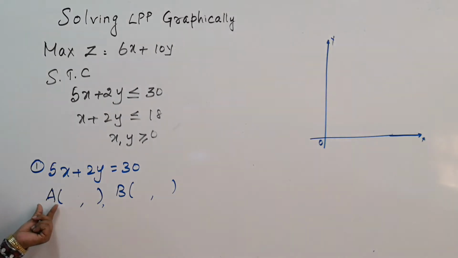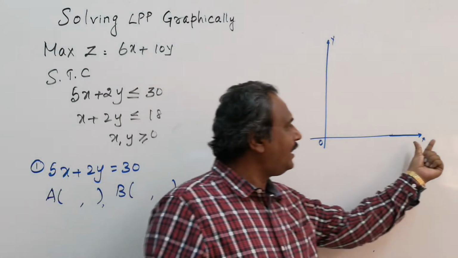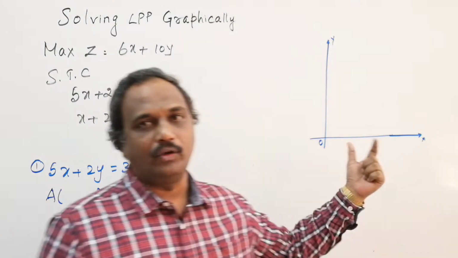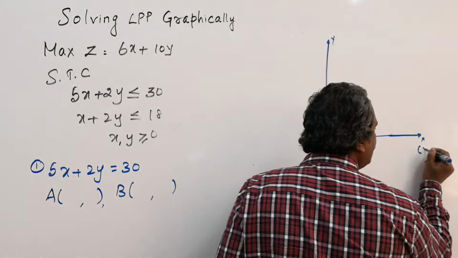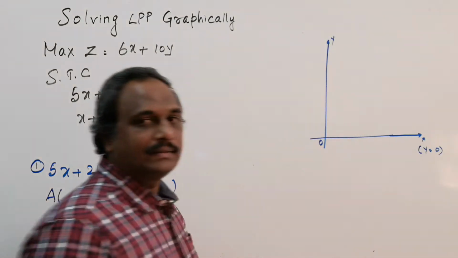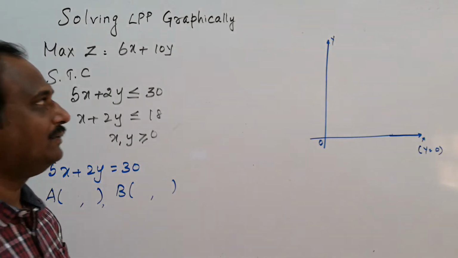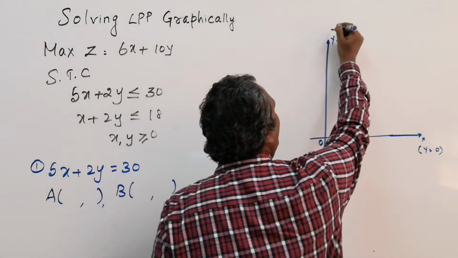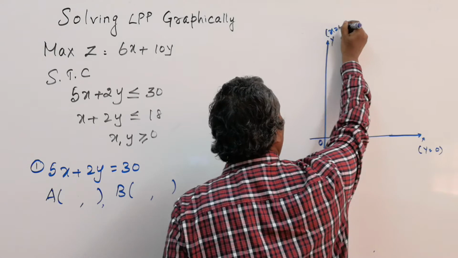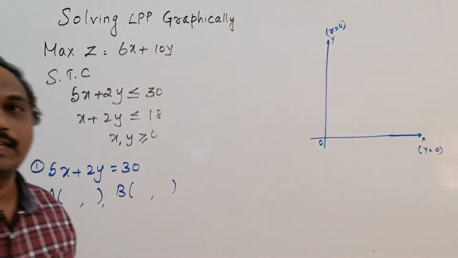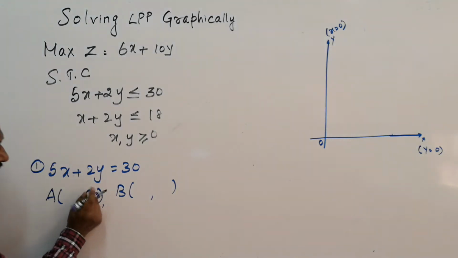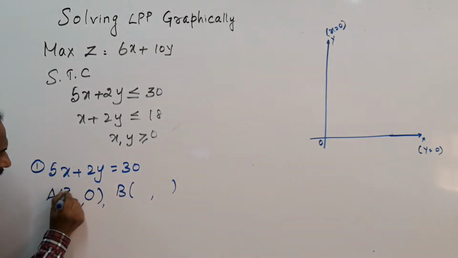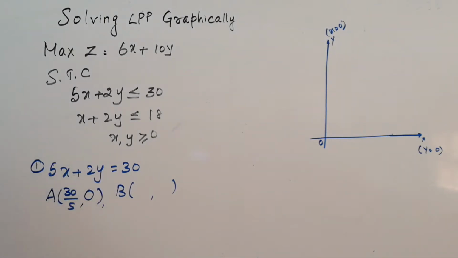When I want to find the value of a, I am going to find the value on the x-axis. On the x-axis, you know that our y value is 0. In the same idea, when I want to find the point on the y-axis, I am going to assume the x value is 0. So first I assume the y value is 0. So 2y will become 0, and 5x is equal to 30. So x is equal to 30 divided by 5.